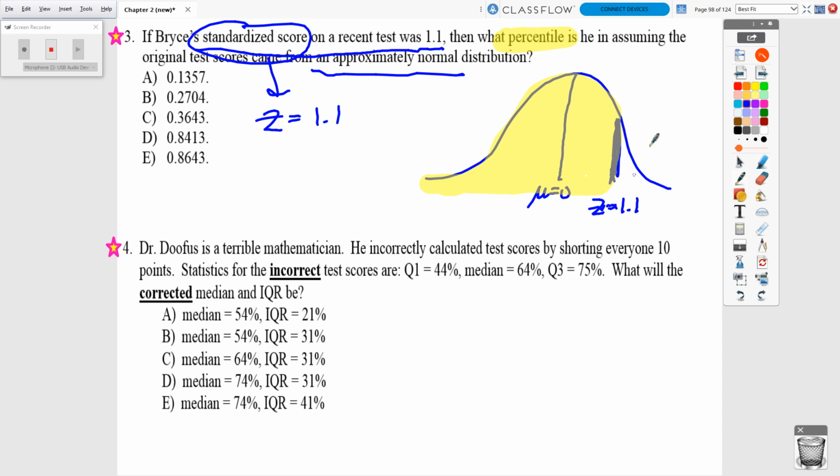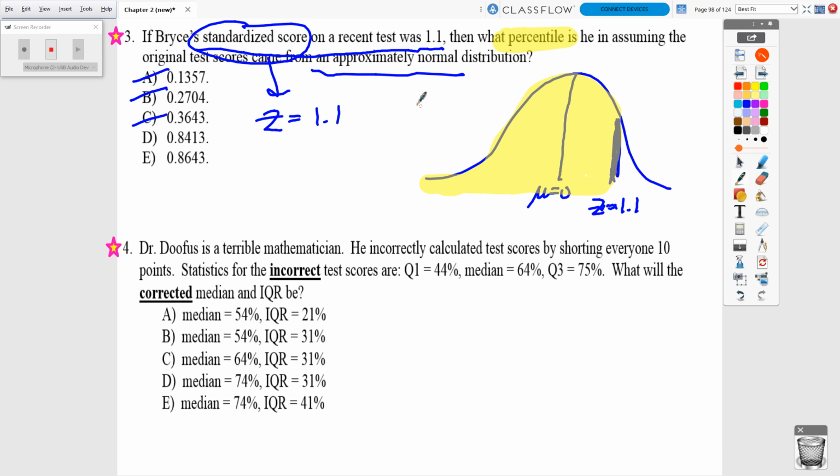Now, looking at this graph, and as long as I've made it fairly realistic, I can already tell, from the mean down is 50%, so I know my answer is going to have to be bigger than 50%. So just logically speaking there, I know the answer can't be A, B, or C because all of those are smaller than 50%. So now, even if I don't know how to do this problem, at least I've narrowed it down to a 50-50 guess. Is it 84% or 86%?